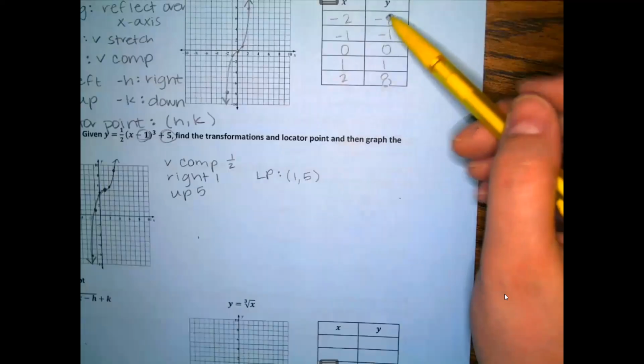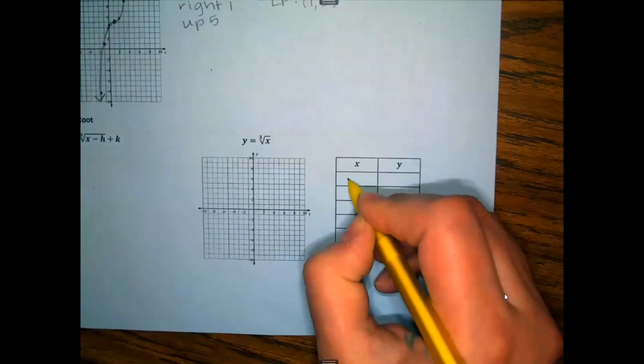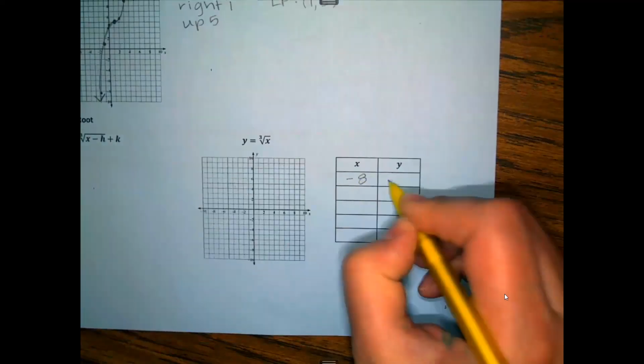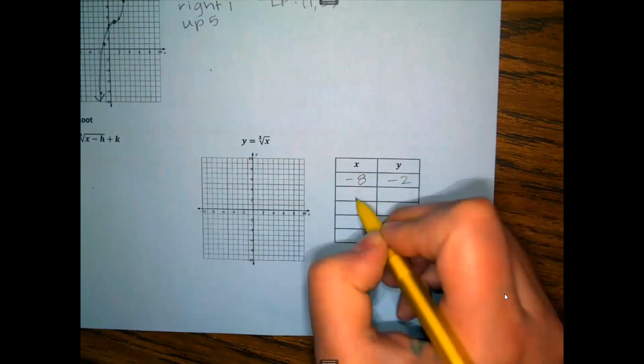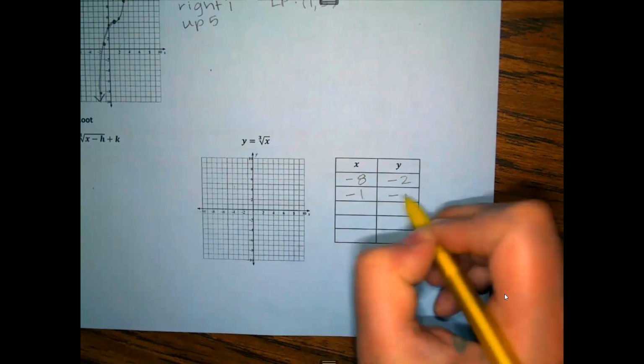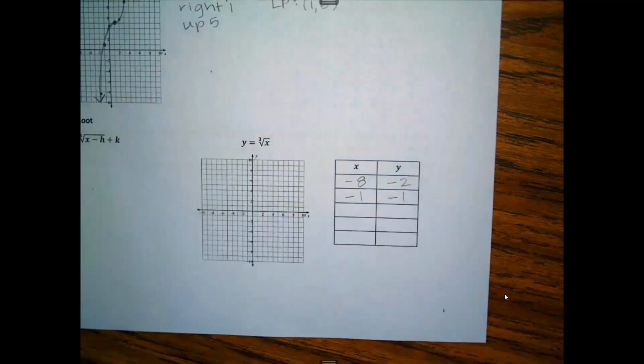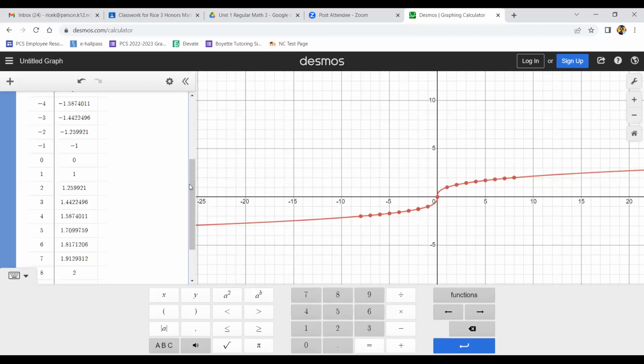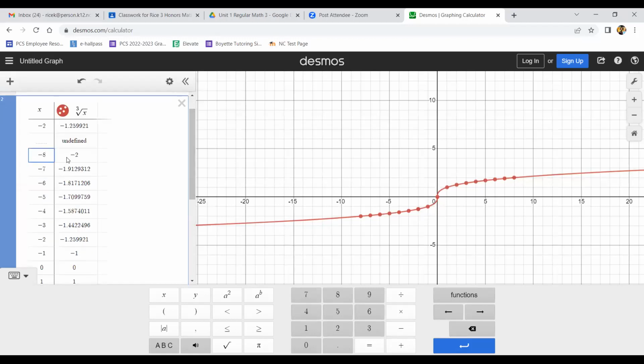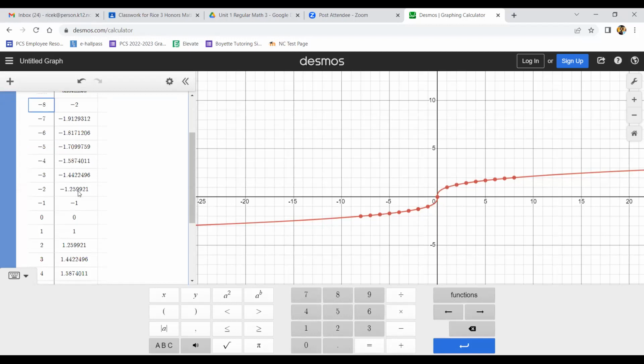So it's just the reverse for a cube root. So if you plug in -8, you get -2. If you plug in -1, you get -1. So what I'm doing with the cube root function is I'm just looking for values on the table that are easy to plug in and are going to be easy to graph. So I did (-8, -2). I skipped all of those decimals, and then I did (-1, -1).